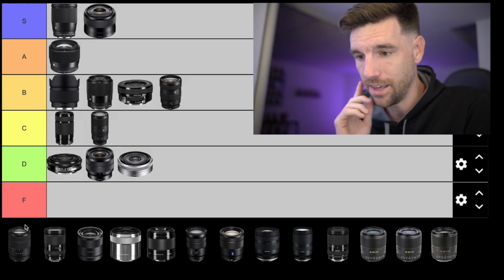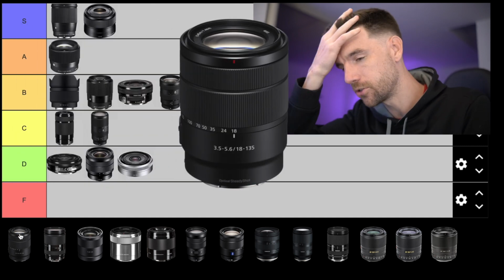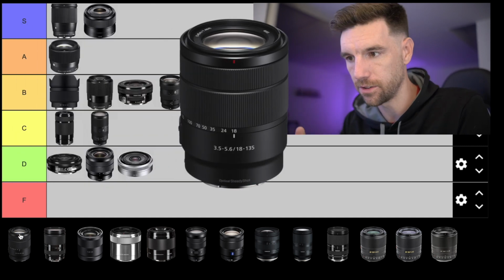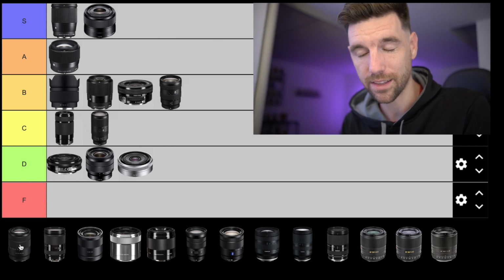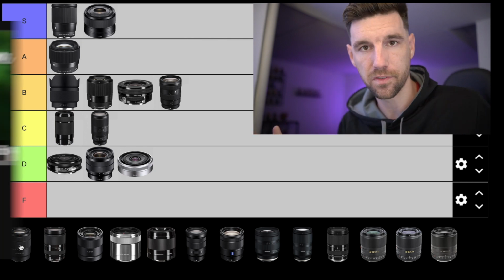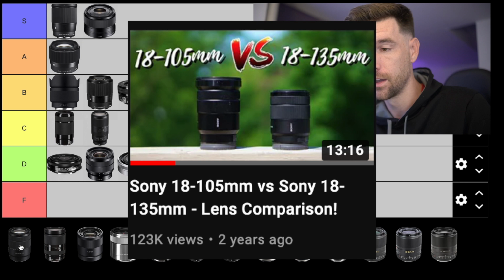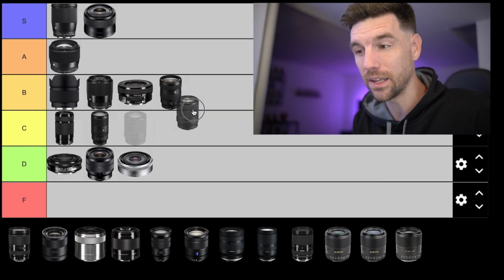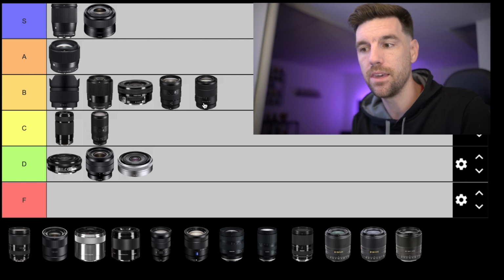All right, next is the Sony 18 to 135 variable aperture zoom lens. The barrel does extend and everything like that, but I really like this lens. I did one of my favorite videos of all time, which is the Sony 18 to 105 f4 versus this lens. I really like this lens. Like, I really like it. I'm gonna put it in B.